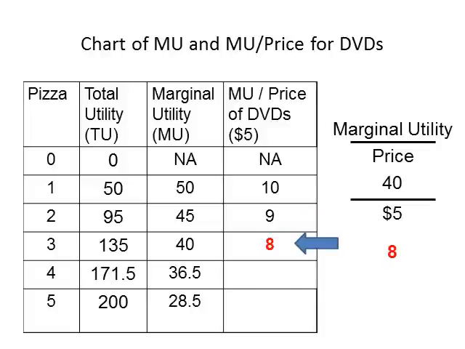The fourth row of the table also has a marginal utility, so it can be calculated. The formula is the marginal utility divided by the price. The marginal utility in the fourth row is 40 and the price is $5. Dividing 40 by 5 is 8. 8 is placed into the fourth row of the table.